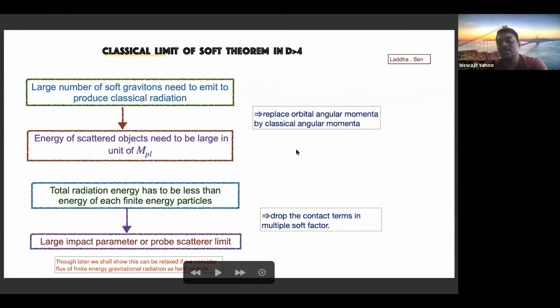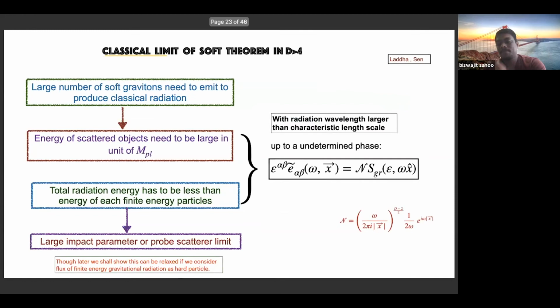then you have to replace the orbital angular momentum operator by its classical angular momentum, and the spin operator by the classical spin of the object in the soft factors. And also you have to drop the contact terms, which I have not shown, in the multiple soft factor. And then, if you do this and independently compute h mu nu, which is the metric fluctuation, you can compute the radiation energy.